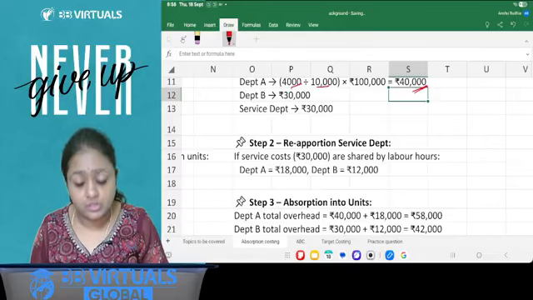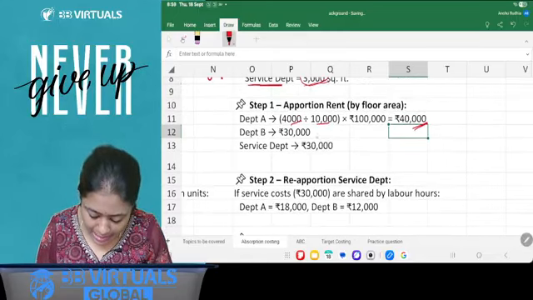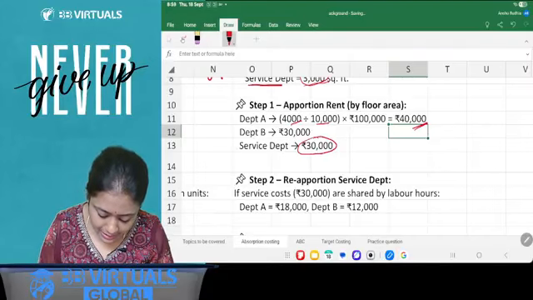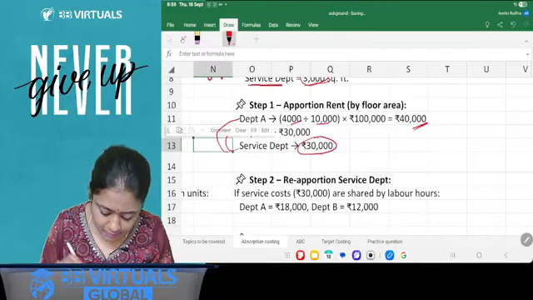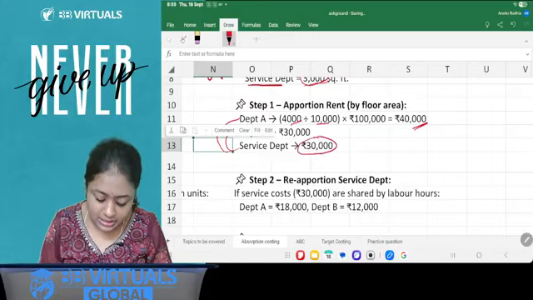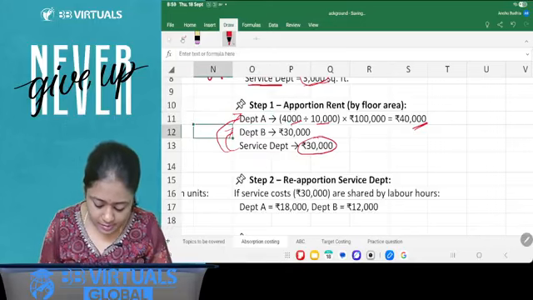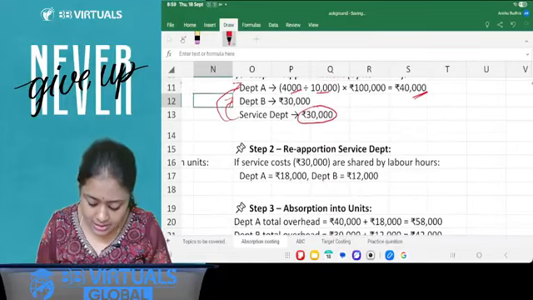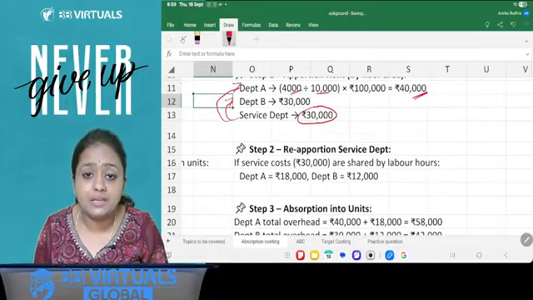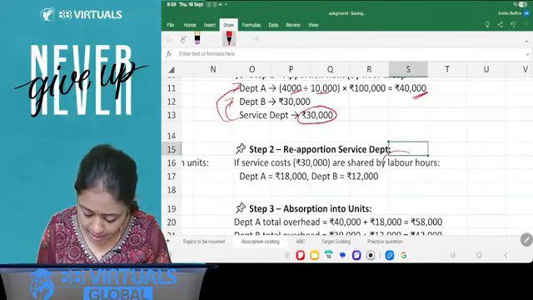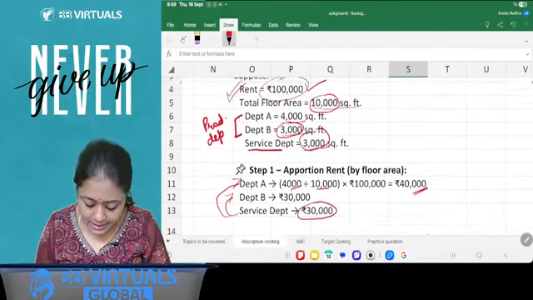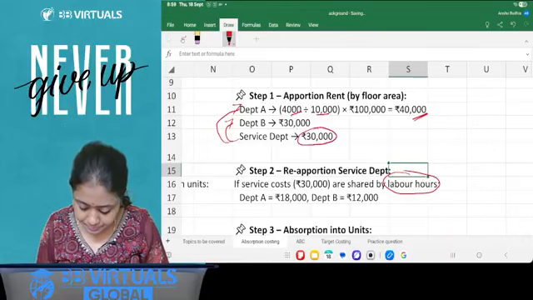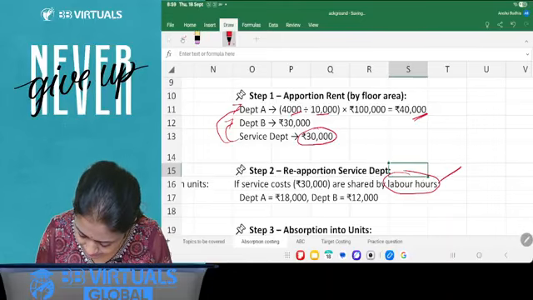Now let's go to reapportionment. Reapportionment means you will allocate this service department overhead to the respective Department A and Department B based on how much they are using these services. Let's say we assume that service cost is shared by the departments in the ratio of the labor hours. Is the labor hour data given to me? No, that I have not taken.